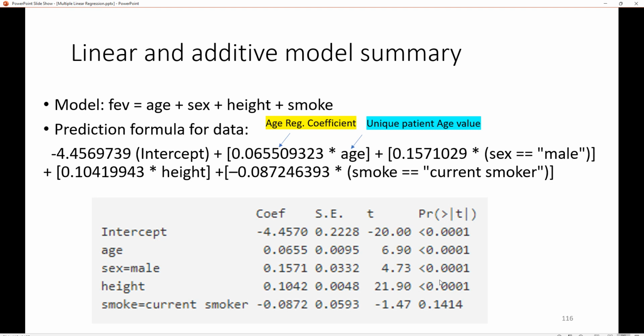We're using the standard definition of an alpha level of 0.05, so we can see that age, the sex indicator, and height variable, they are all significant at that p's less than 0.05 alpha level. Our smoking status doesn't seem to be significant, but we feel that's an important predictor, so we're going to keep it in.